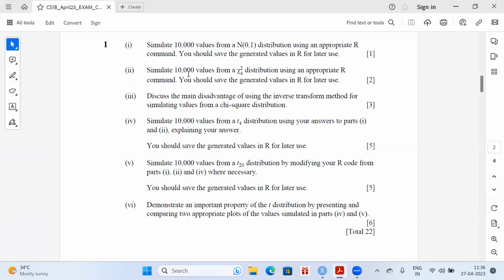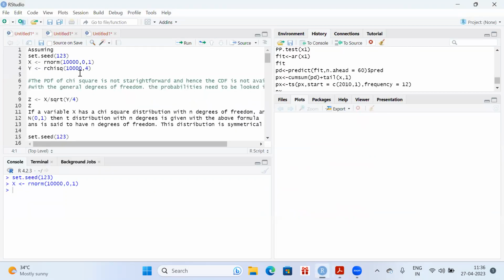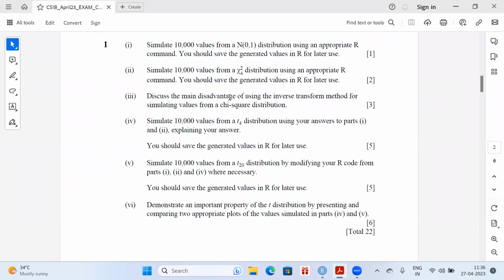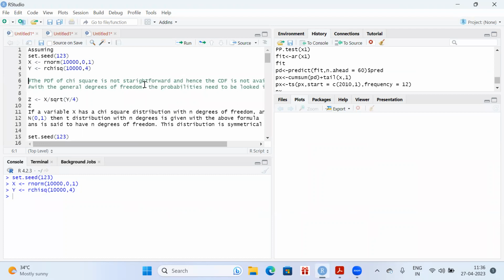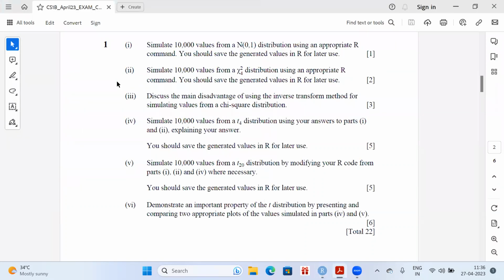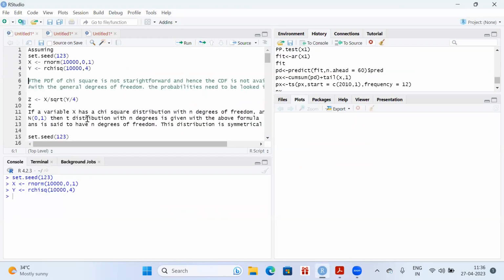Simulate 10,000 values from a chi-square distribution with 4 degrees of freedom using an appropriate R command. So again, this is rchisq(10000, 4), directly from a chi-square distribution. Discuss the main disadvantage of using the inverse transform method for simulating values from a chi-square distribution. The CDF of chi-square is not straightforward, hence using the inverse transform method will be very complicated. Hence, we have probability tables for the chi-square distribution.